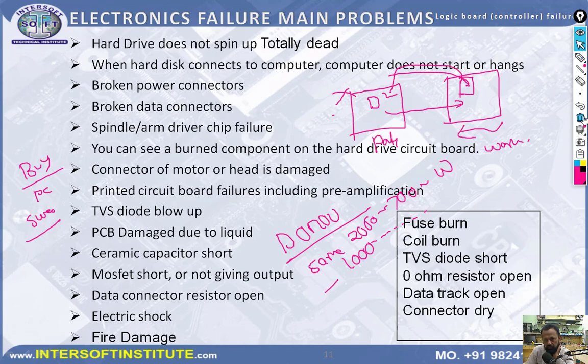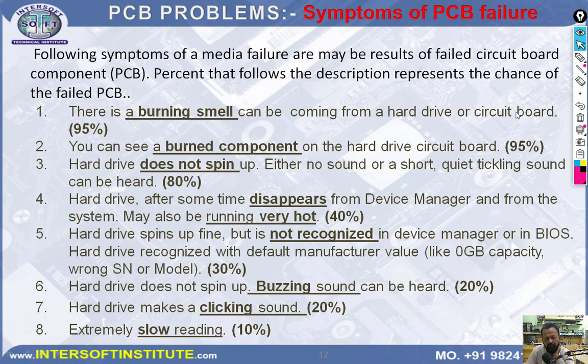Next we go to the next portion: what are the common symptoms of PCB failure? A burning smell means it is 95% PCB. Burnt component, 95% PCB. Does not spin up, maybe with a tick sound, maybe 80% PCB related problem. Disappears from the device manager, PCB is very hot, maybe PCB damage. Hard disk spins up but is not recognized, maybe a wrong serial number on the ROM.